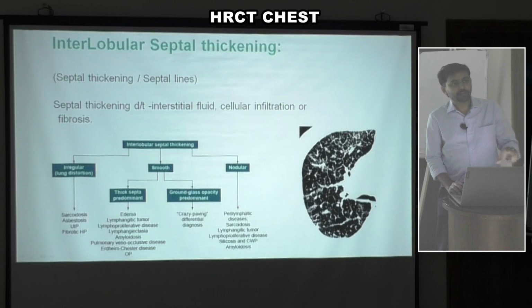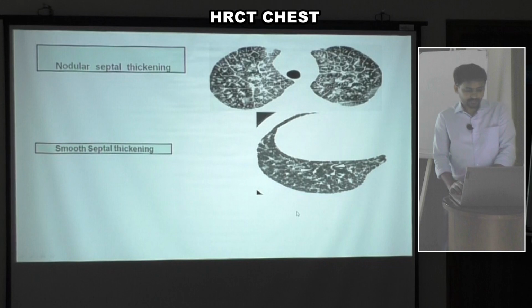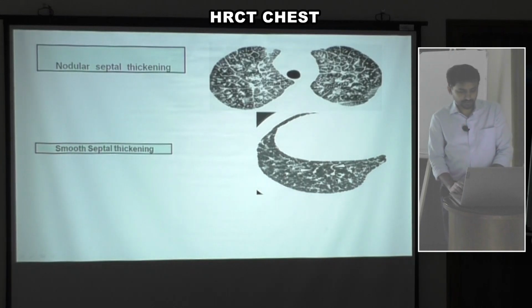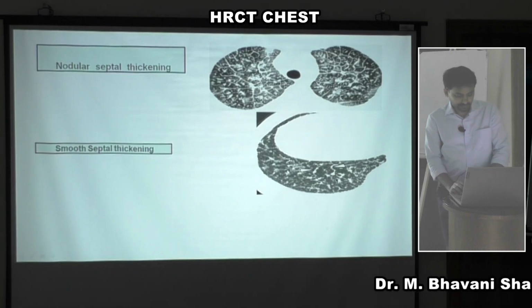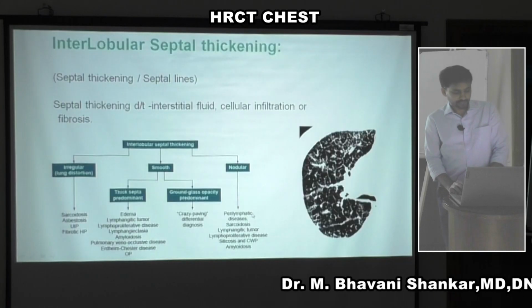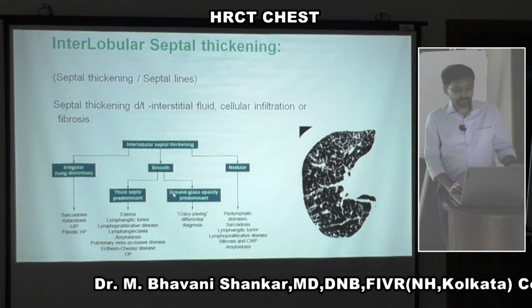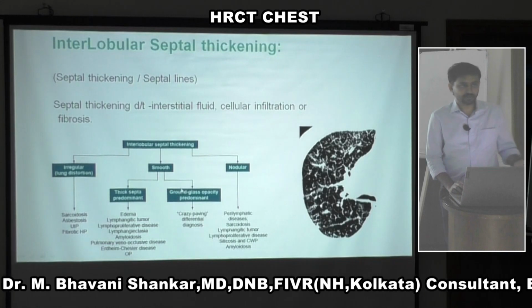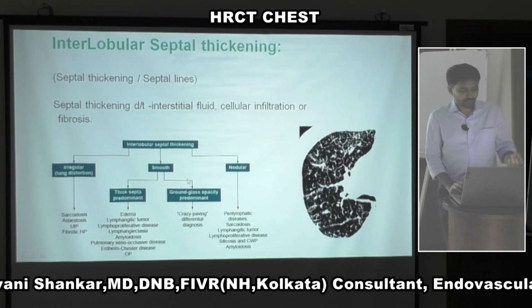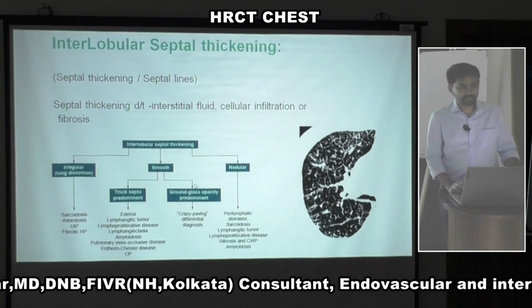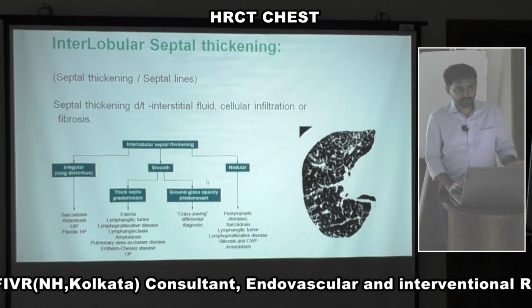The thickening can be irregular thickening or smooth thickening, and sometimes nodular thickening. Here you see some nodular septal thickening, and this is some smooth septal thickening. The nodular septal thickening usually presents in conditions like sarcoidosis. In smooth thickening, with thick septa predominance, one of the most common causes is pulmonary edema. Pulmonary edema with thick smooth interstitial septal thickening is associated with pleural effusions.